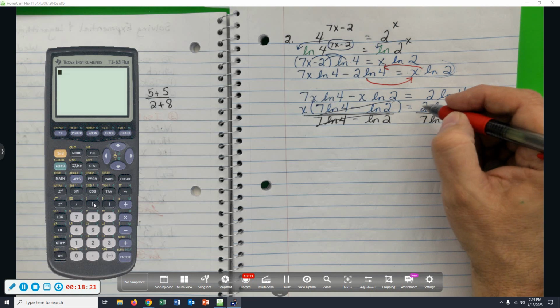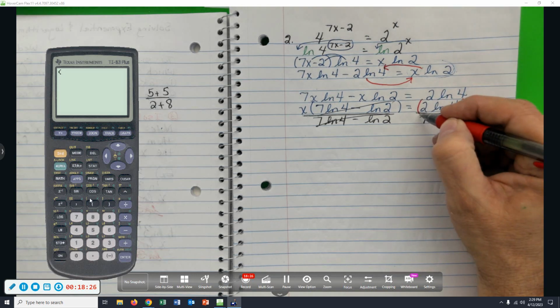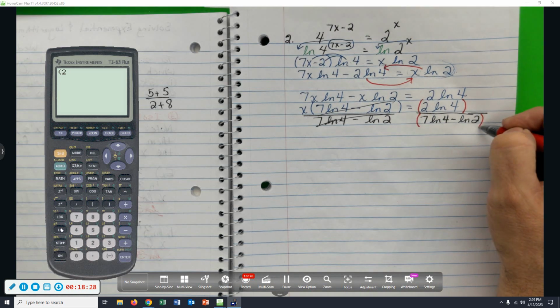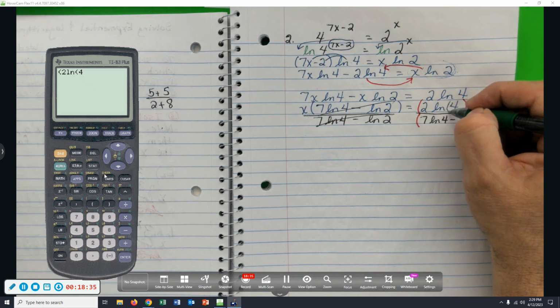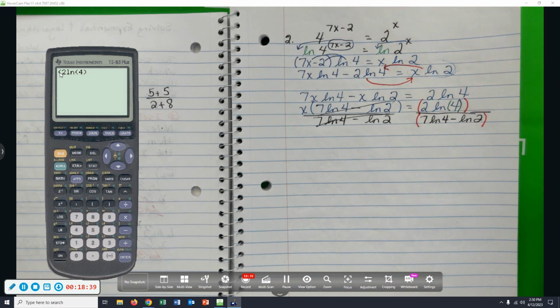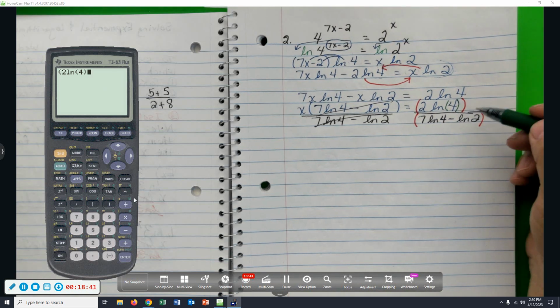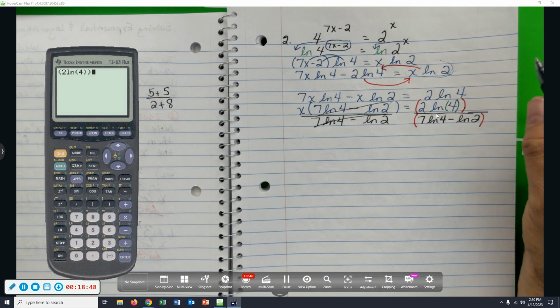So left parenthesis. This parenthesis I'm about to write is that red parenthesis Tony just put there. 2 ln 4. When I press that ln, it opened a parenthesis. So I have to close this parenthesis here, and I have to close that red parenthesis. There's the numerator, 2 ln 4. Now, if you don't put those two parentheses right there, whatever you do the rest of the way, you're going to get the wrong answer.